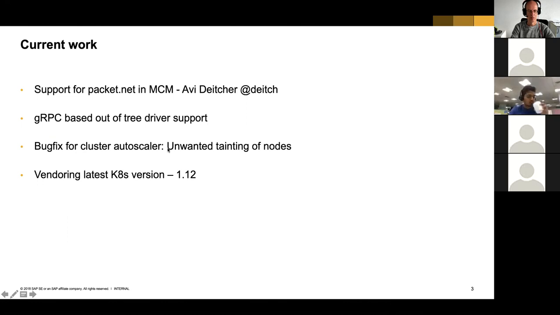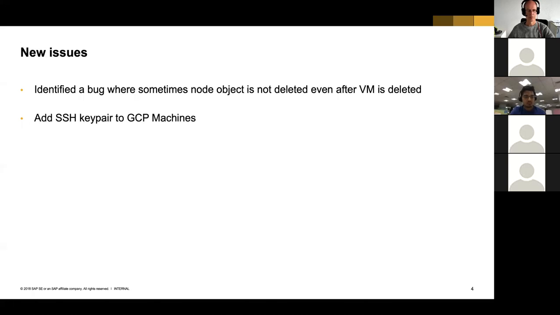Then the cluster autoscaler that we have integrated with the MCM had a bug where it was tainting unwanted nodes during a scale down. This is being worked upon and fixed. A newer version of the cluster autoscaler should be released soon. And we are trying to move all the vendoring to the latest K8s version as well, both for MCM and autoscaler. That's 1.12.